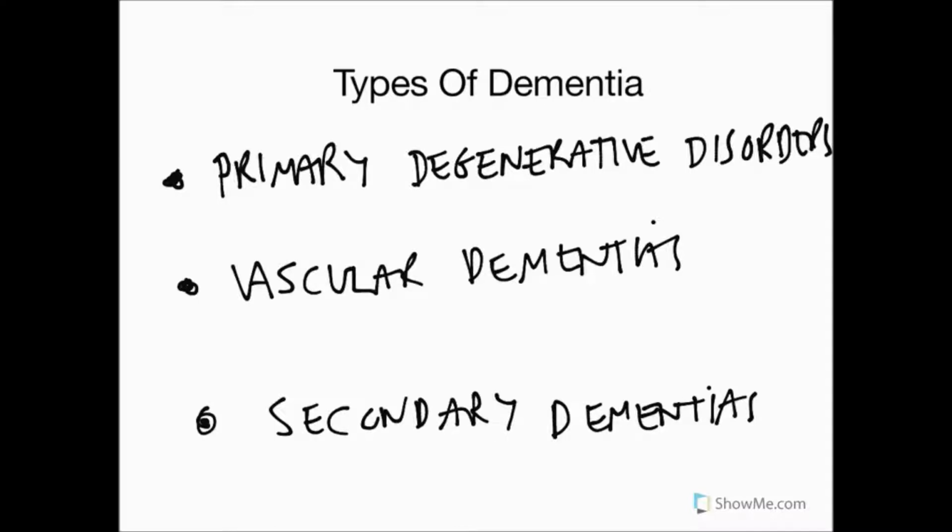Primary degenerative disorders is the group in which Alzheimer's disease falls into. Also falling into that category would be frontotemporal dementia and also dementia with Lewy bodies as well. So primary degenerative disorders are types of disorders which are progressive. The disease is the dementia in its own right.